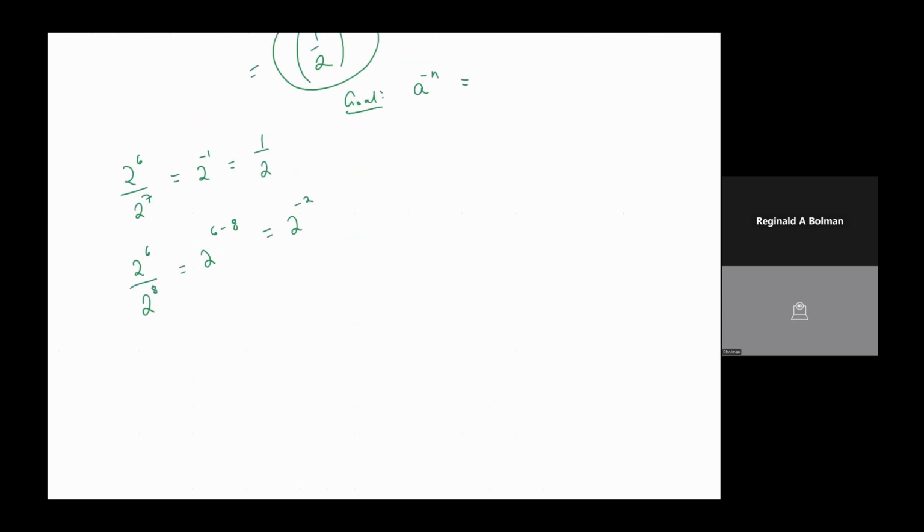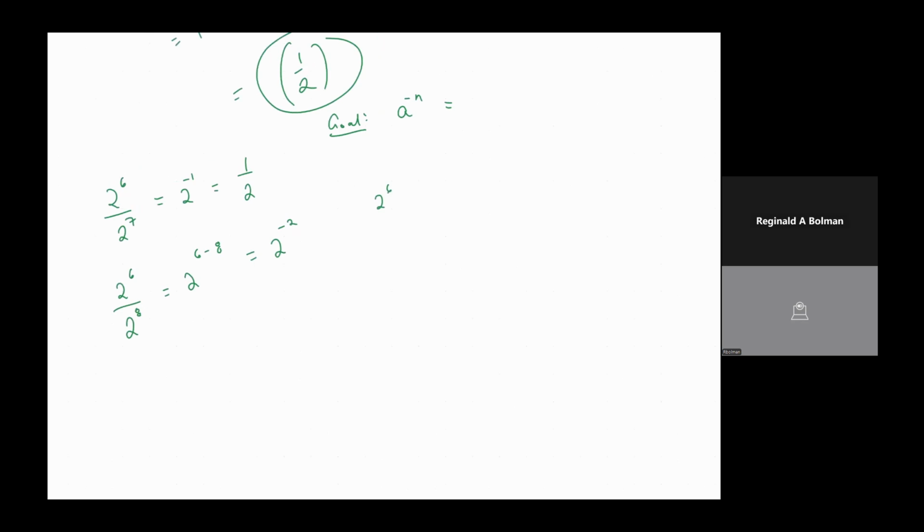Simultaneously, if we were to expand out this expression, you've got 2 multiplied by itself 8 times in your denominator. 1, 2, 3, 4, 5, 6, 7, 8. And you'll have 2 multiplied by itself 6 times in your numerator. When you go ahead and cancel terms, you'll now have 1 divided by 2 times 2, or 1 over 2 quantity squared. Interesting.